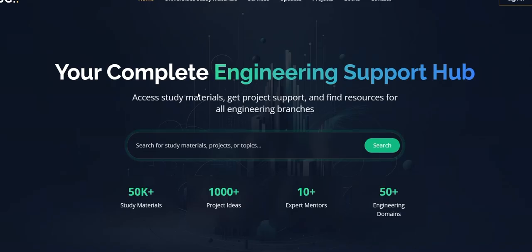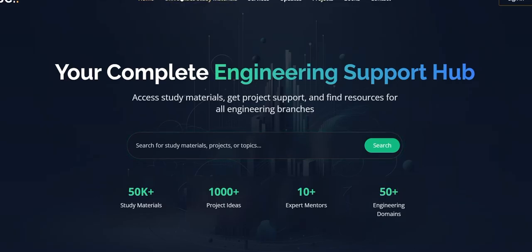Now you have entered our home page where 50k plus study materials are available along with 1000 plus project ideas. We have 10 plus expert members in our team and we also support 50 plus engineering domains.